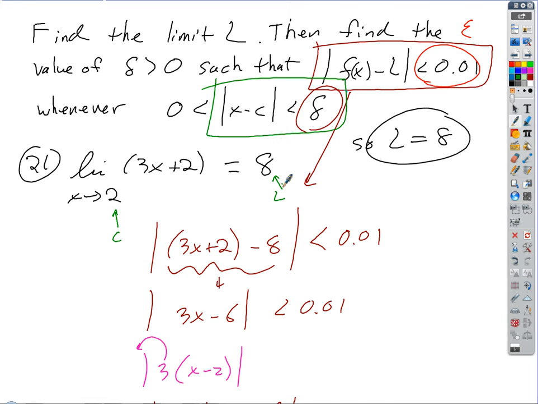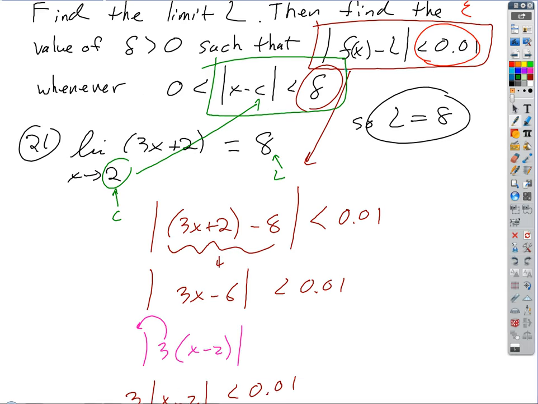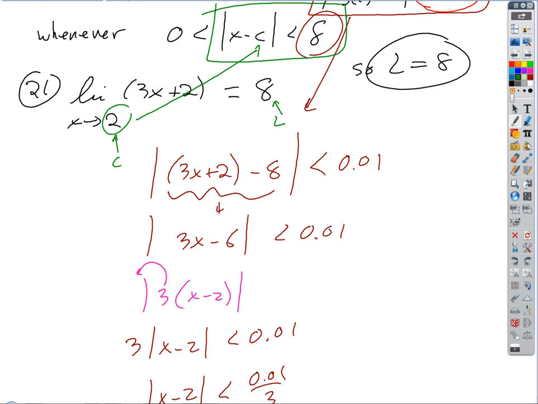The limit of f of x as x approaches c equals L. So I want to make this look like the absolute value of x minus 2 is less than delta. Right? I'll see what my delta is. If I go down the process here and just do the algebra, 3x plus 6 minus 8 is 3x minus 2... Oh no, sorry, 3x minus 6. 3x minus 2 plus 8 is 3x minus 6.